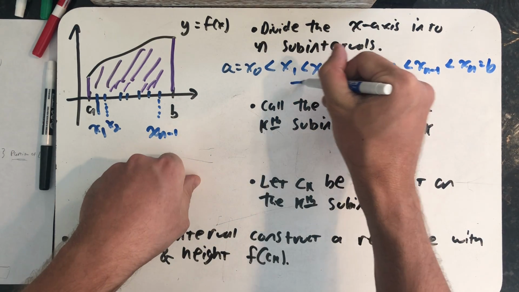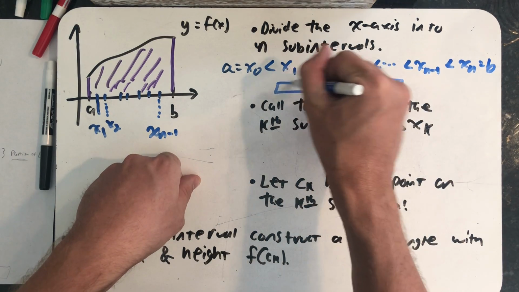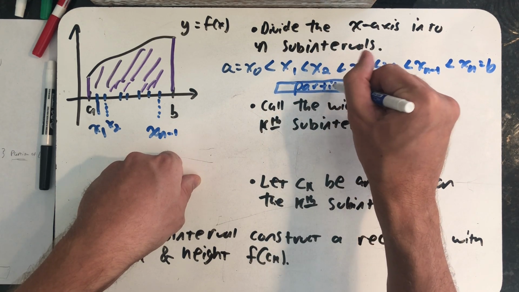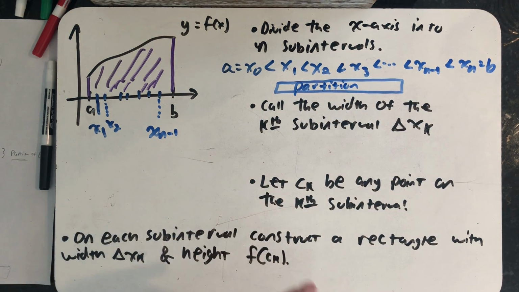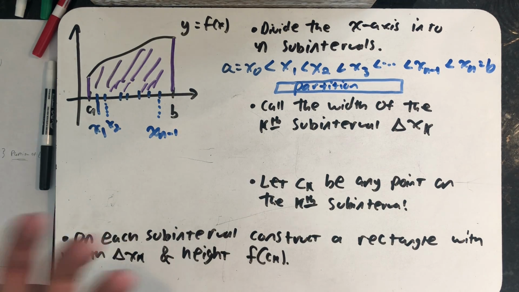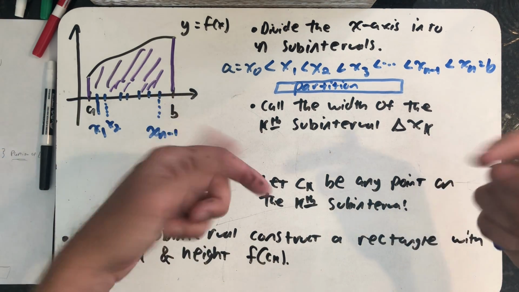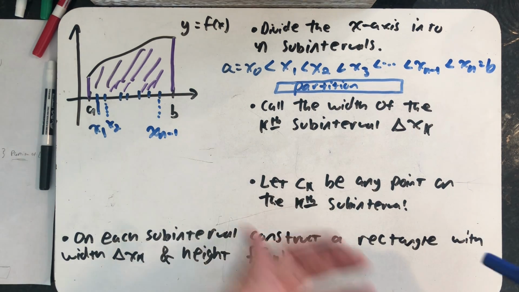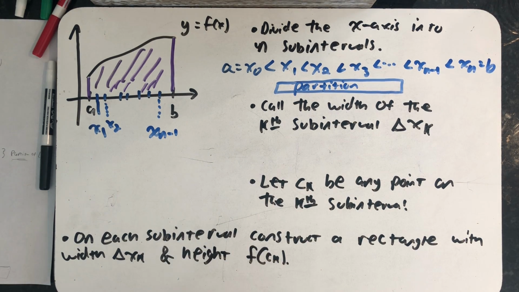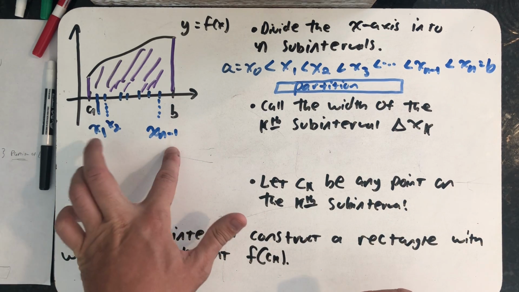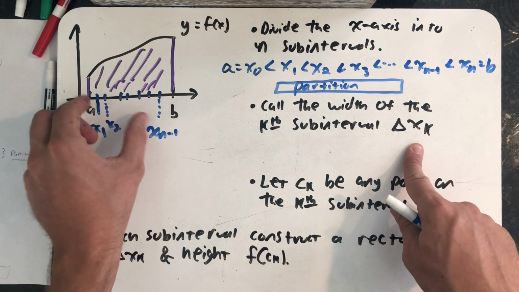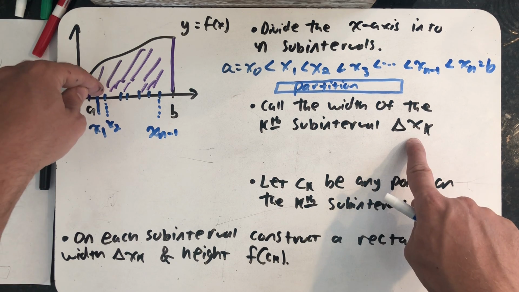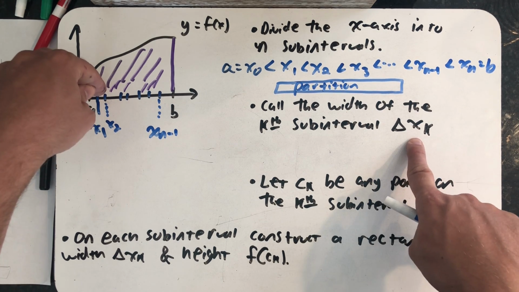This list of x values has a name. It's called a partition. When we chop up the x-axis, we're partitioning the x-axis. Each subinterval has a width. We're calling that delta x sub k. If my rectangles all had the same width, then this would be the calculation b minus a all over n. But right now, some of them are wider. So on the first subinterval, this is delta x sub 1. On the second subinterval, it's delta x sub 2.